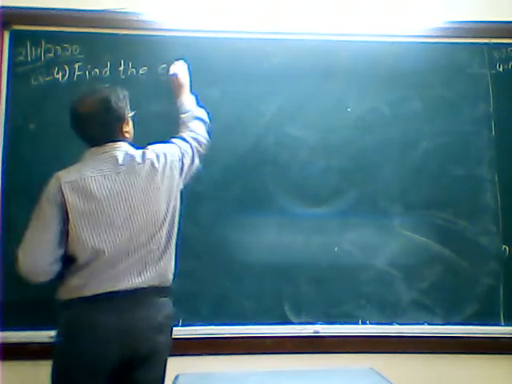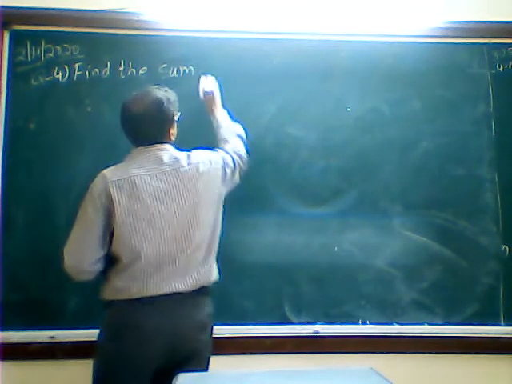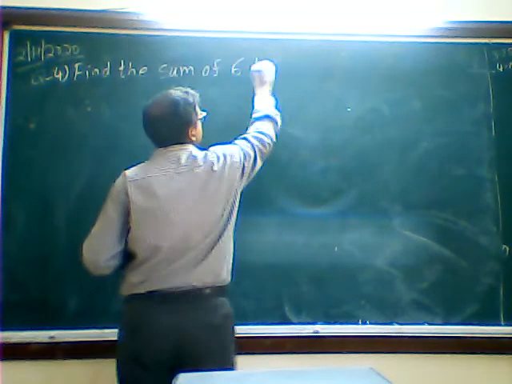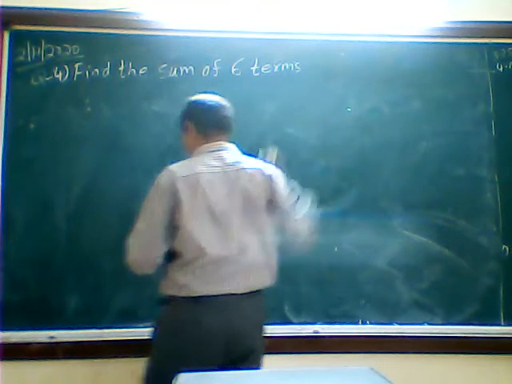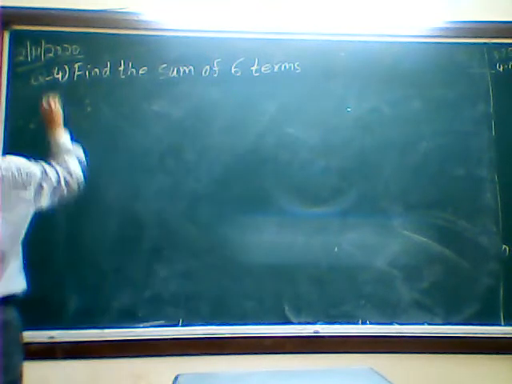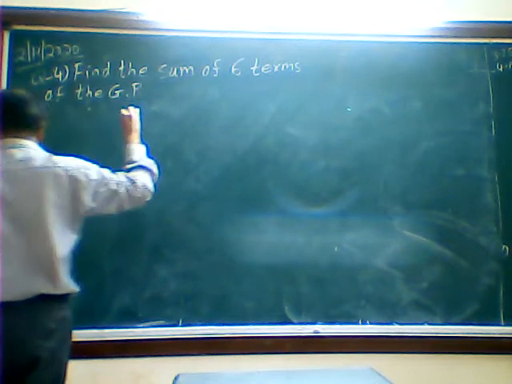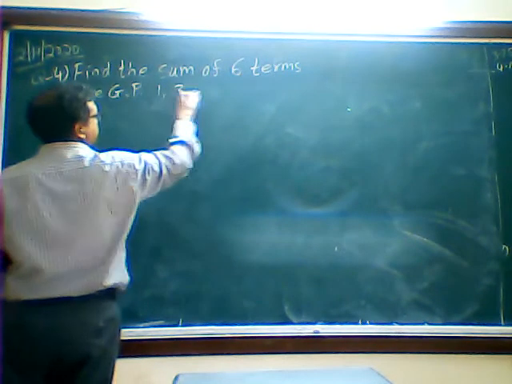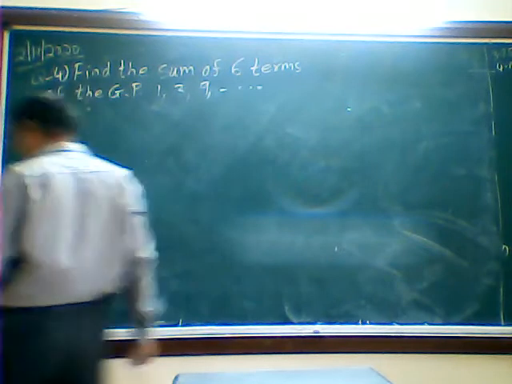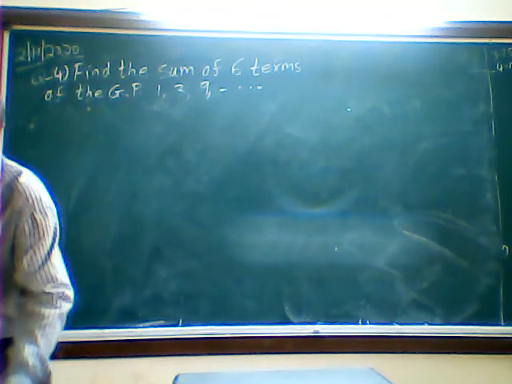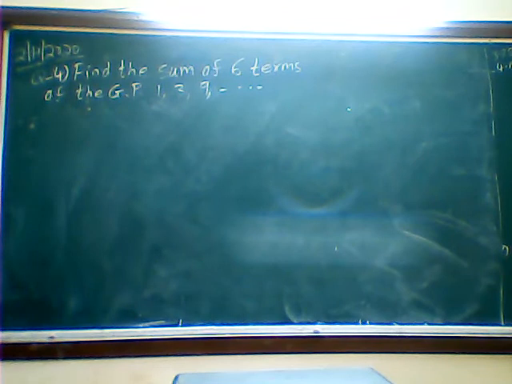Okay. Next question. Find the sum of 6 terms of the GP 1, 3, 9, and so on. He wants the sum of 6 terms.